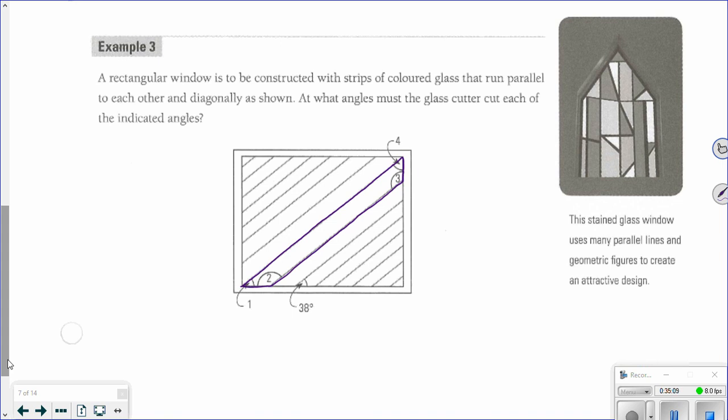And it says all of the strips run parallel to each other, which means this is parallel to this, parallel, parallel, parallel, all the way across. This is super helpful because what that means is all of these angles are going to be the same no matter where I am on my triangle. So this 38 degrees down here means that it's also 38 degrees here, and it's also 38 degrees at angle 1. They're all parallel to each other. They're all exactly the same.